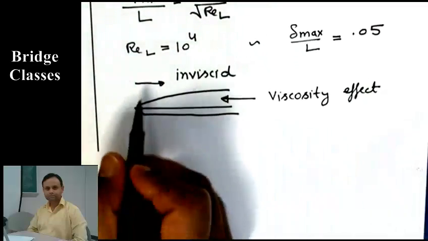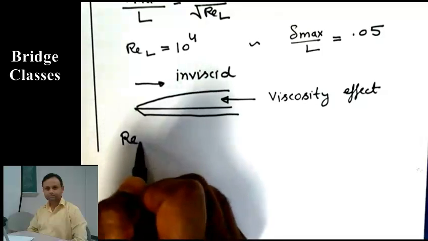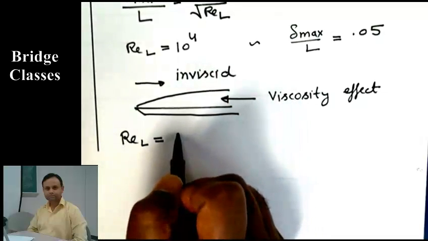Let us take some other number. If Reynolds number is, let us take a small value, say just 100.